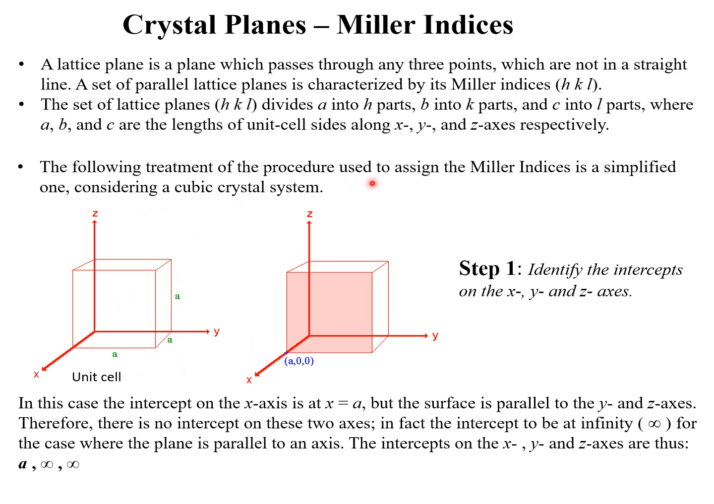So the following treatment of the procedure used to assign the Miller indices is a simplified one considering a cubic crystal system. So first step, in order to arrive at the Miller indices, we need to identify the intercepts on the X, Y and Z axis. So in this case, the intercept on the X axis is at X is equal to A, but the surface is parallel to the Y and Z axis. Therefore, there is no intercept on these two axes. In fact, the intercept is taken to be at infinity for the case where the plane is parallel to an axis. The intercepts on the X, Y and Z axes are therefore A, infinity, comma, infinity.